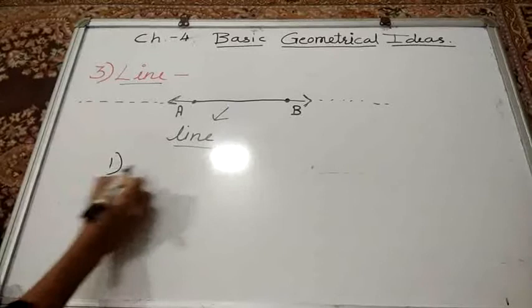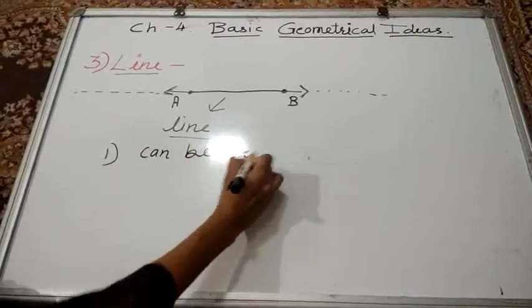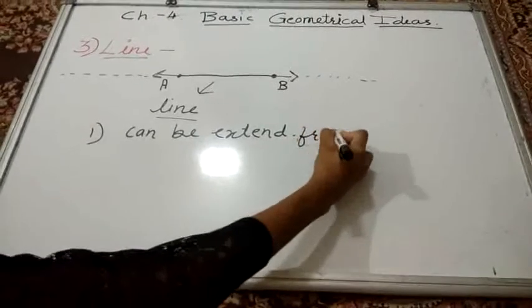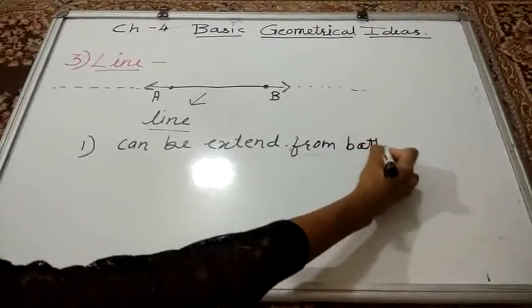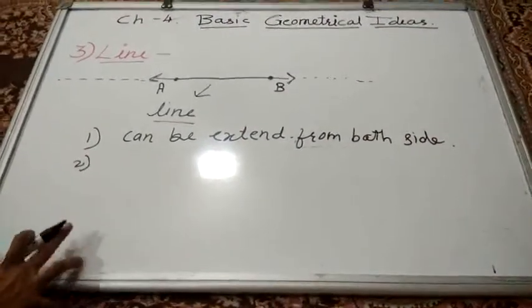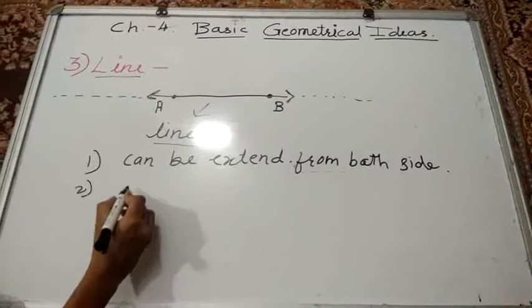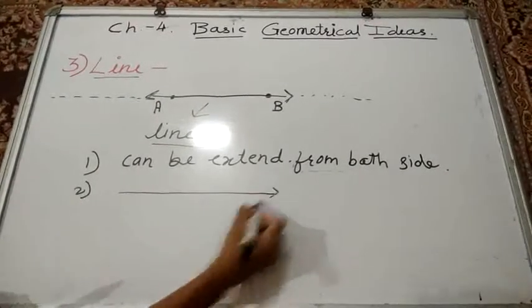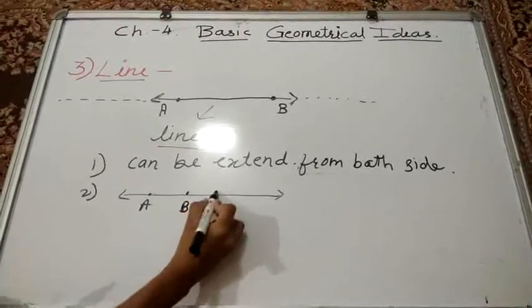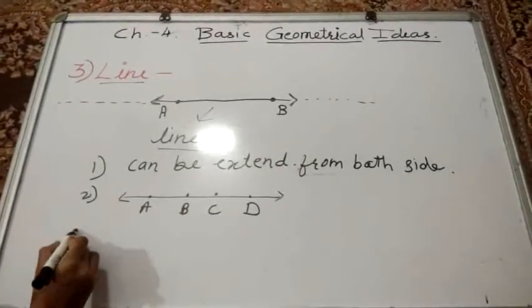Now there are also some points to remember. The first point is this line can be extended from both sides. Now the second point is this line can contain a number of points. For example, it is our line. This line can contain a number of points: point A, point B, point C, point D. अब जितने चाहे उतने पॉइंट्स आप लाइन पे ड्रॉ कर सकते हो.